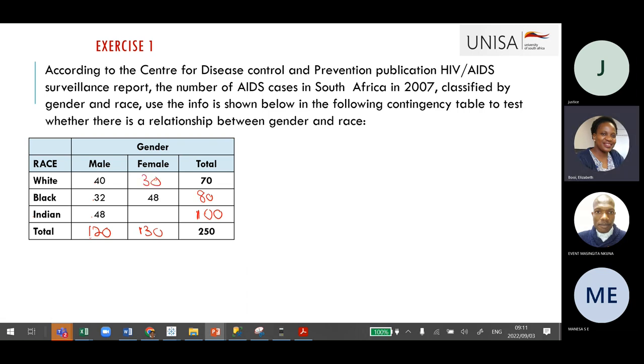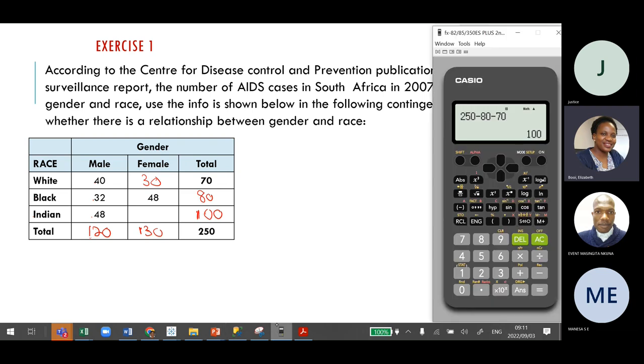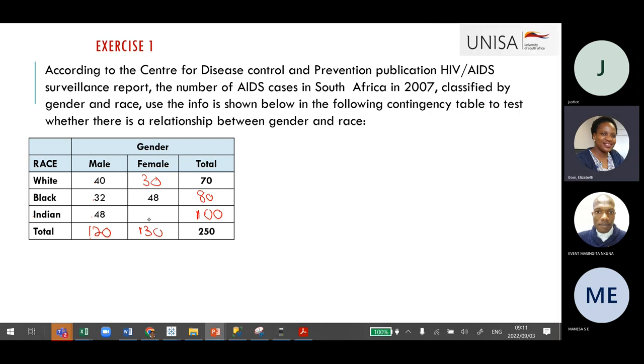So since we have 30 and 48, we can calculate the missing value there. 130 minus 48 minus 30 will give us 52. It will give us 52.